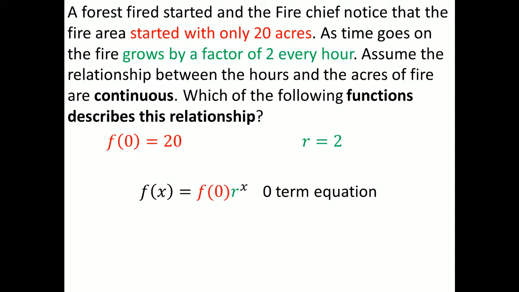So we can write this in terms of the exponential function. I use the 0 term here because I start with 20 acres. Plug in the 20 for f of 0, plug in 2 for the r, and I get the answer: f of x equals 20 times 2 to the x power. Notice, this is only tricky if you do not understand the idea of the factor. This is an exponential, not linear.